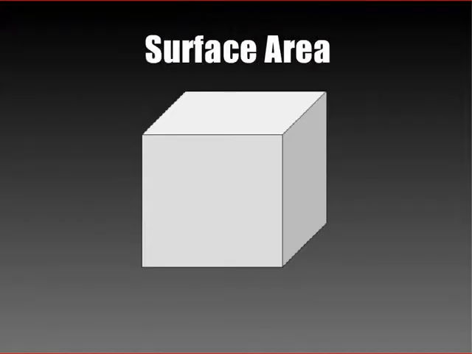Occasionally they may ask you for the surface area of a cube. Remember that the area of a cube face is side squared. You have 6 faces to a cube. So the surface area of a cube is 6s squared.